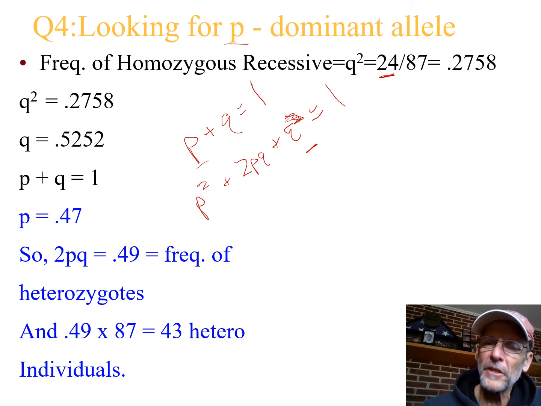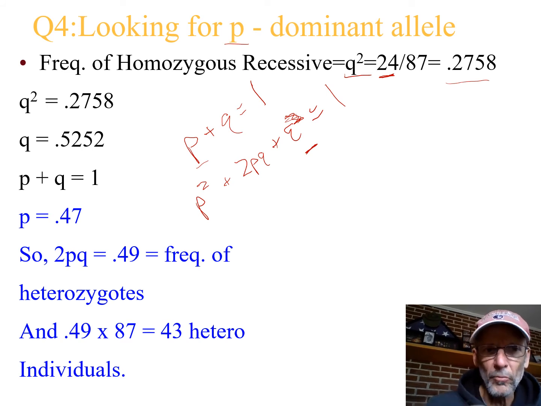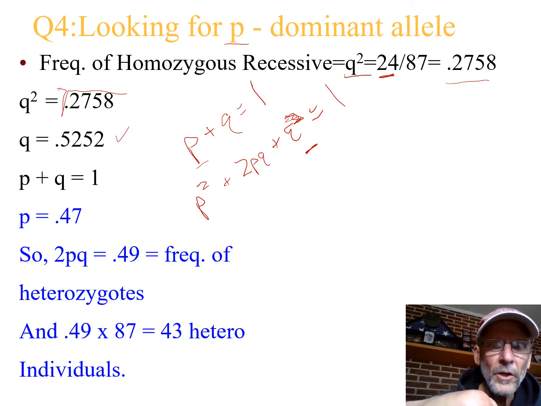It's the number of individuals who have 2 recessive genes, and in our symbols, that is symbolized as Q squared. So we did the math. Q squared came out to be that, right? We simply take the square root of that, and we get this for Q.